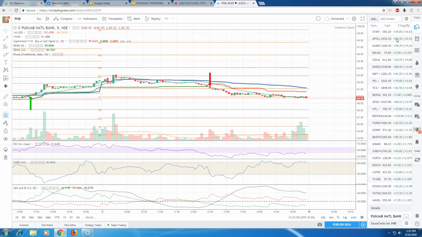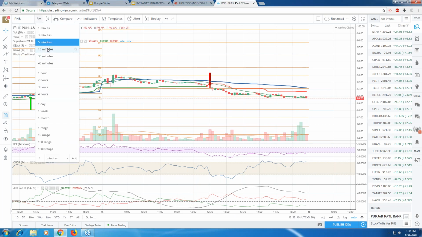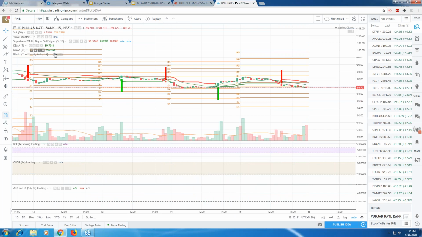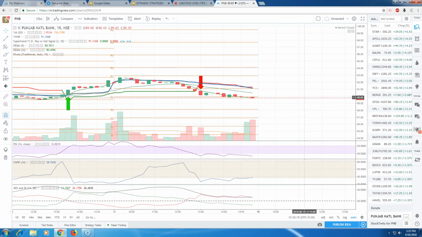For buy, the RSI should be above 60, choppiness should be below, and the green line should be above, right from the middle. This is the 5 minutes time frame. VWAP you will only get in 5 minutes. If I make it 15 minutes, you will not get VWAP, right? Okay, I think now they have added it. Earlier they didn't have VWAP for 15 minutes. So now we have VWAP here.